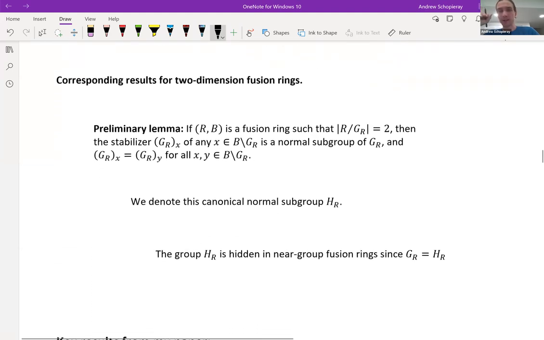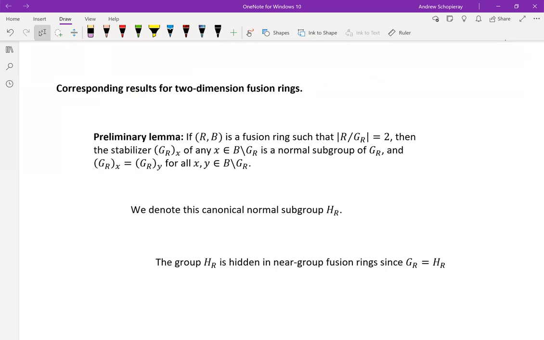So to discuss the results, you actually need to look at one piece of structure that's sort of hidden in the near group case. So if I have a two-dimension fusion ring and my invertible objects act transitively on the non-invertible objects, which has to be the case when your dimension is irrational, for example. So this is not a very strong condition. I'm basically missing out on things like representations of dihedral groups, for example.